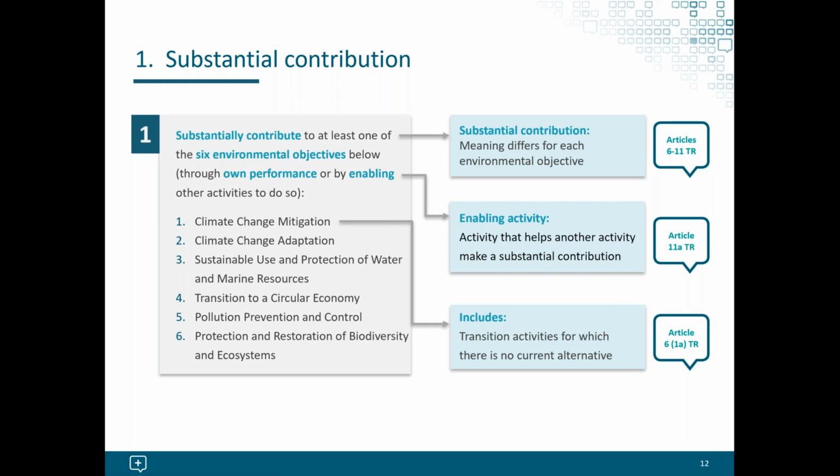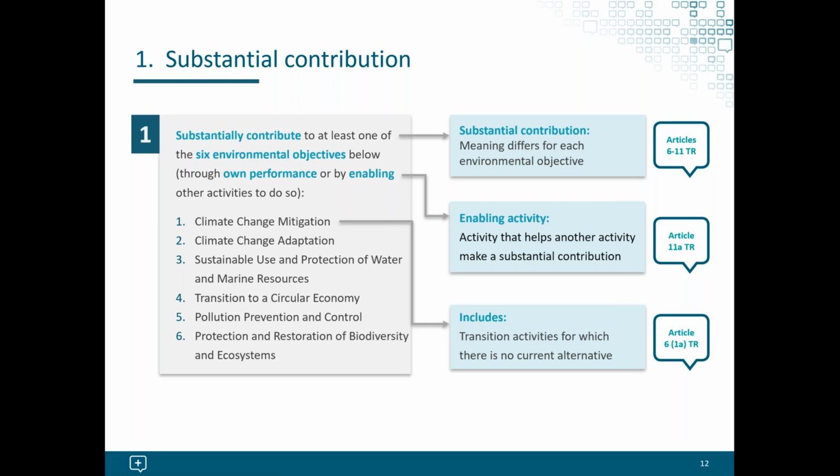Own performance refers to an activity which is inherently sustainable and contributes to an environmental objective. So, for example, a company that produces solar electricity. However, the taxonomy also takes into consideration enabling activities, which provide products or services which directly enable another activity to make a substantial contribution to the objectives. For example, providing the parts for the equipment necessary to, say, make wind turbines.